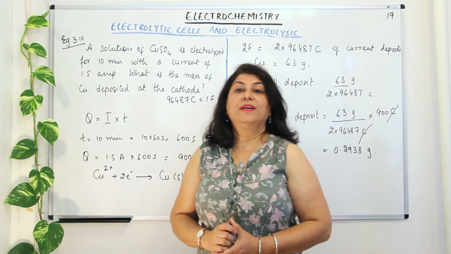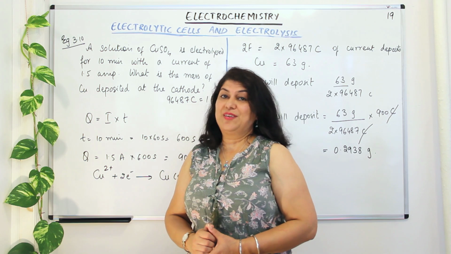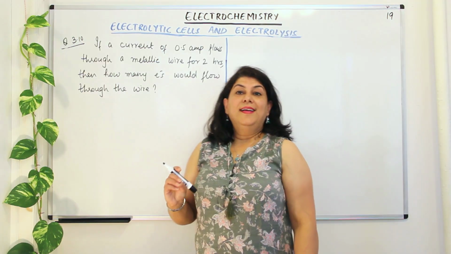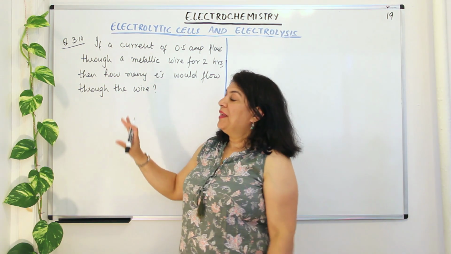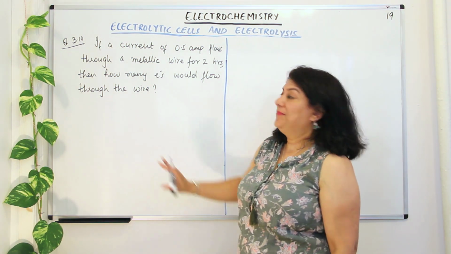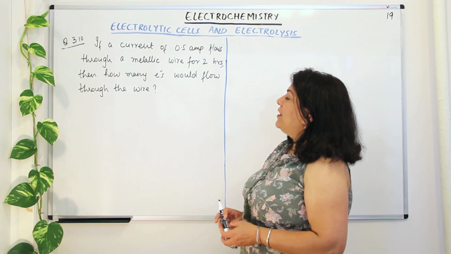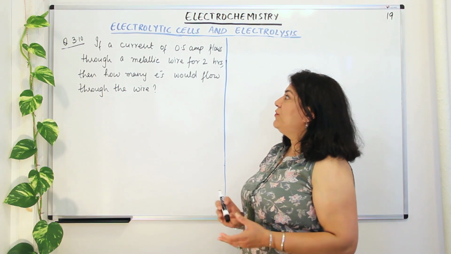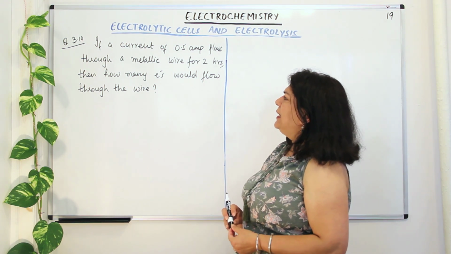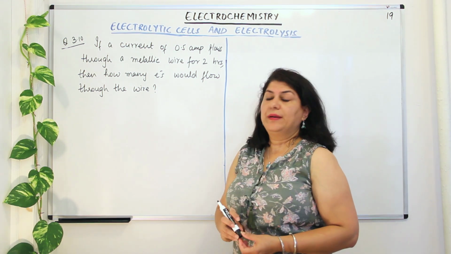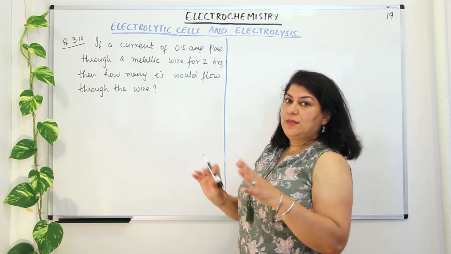Give me a moment, now I'll solve an in-text question related to this topic. Now this is question 3.10, again the same number, but this is your in-text question. Let me read the question. If a current of 0.5 amperes flows through a metallic wire for 2 hours, then how many electrons would flow through the wire?